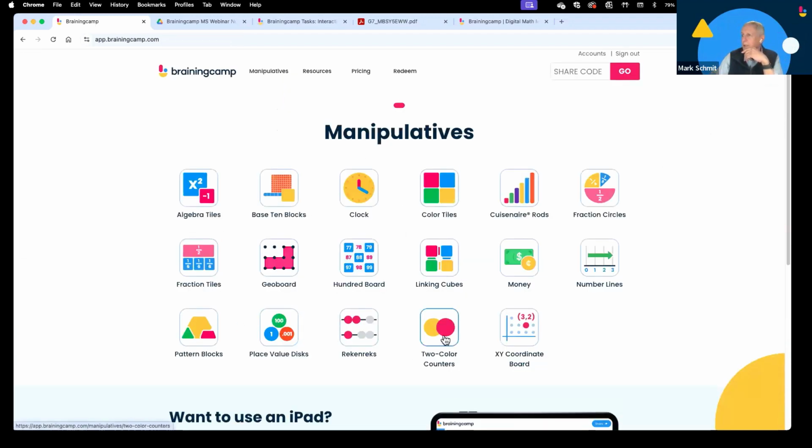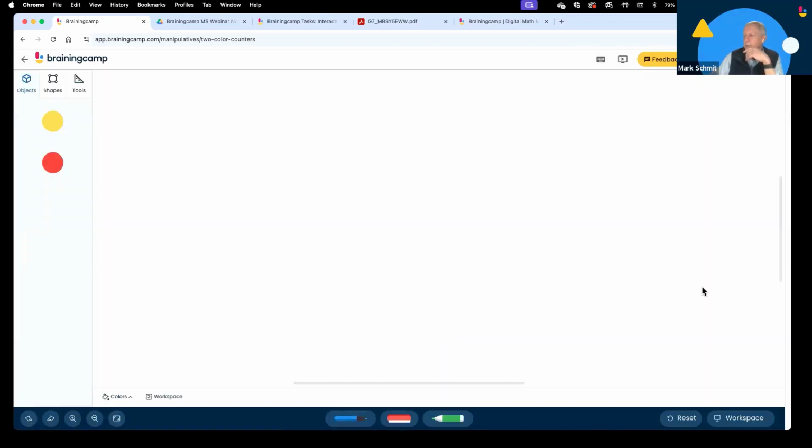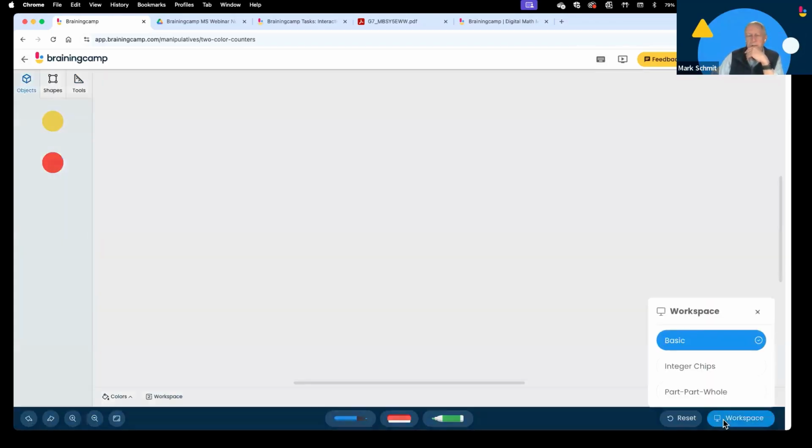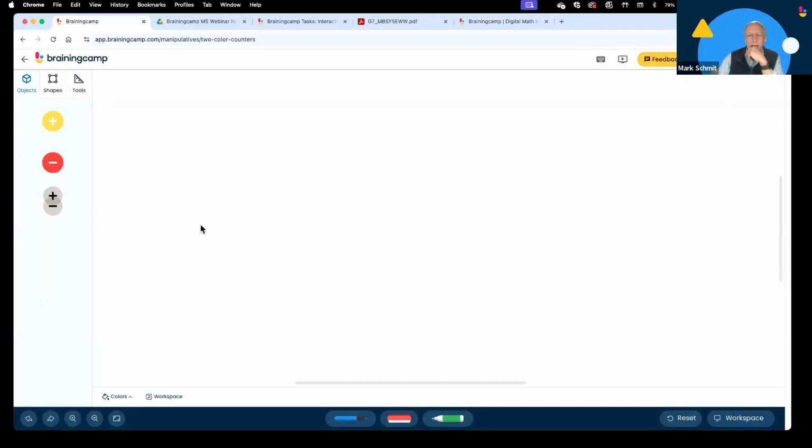How did I get to the plus or minus two-color counters? If I go to two-color counters, I go down here to workspaces and select integer chips. And there we have them. And we can see I can change colors as well.